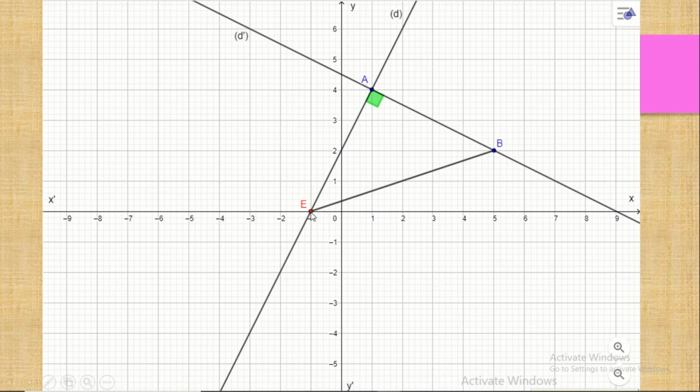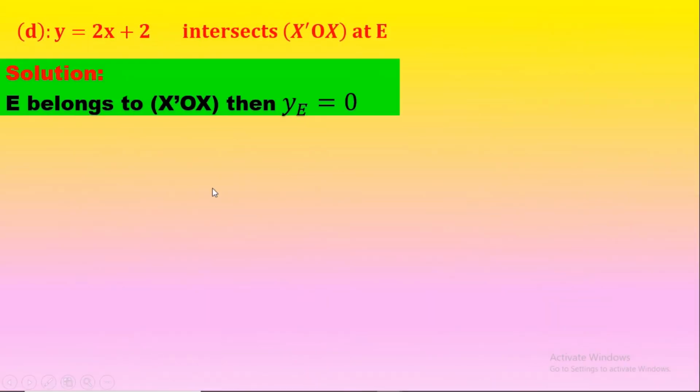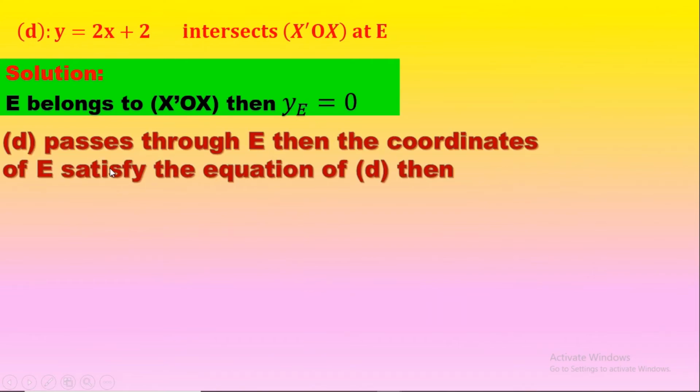E is a point on x prime x. Can't we say in this case that ye equals 0? On the other hand, E is a point on the straight line D. Then the coordinates of E will also satisfy the equation of the straight line D. So E belongs to x prime x, then ye equals 0. E also is a point on the straight line D, then ye equals xe plus 2. We replace y by ye and x by xe since its coordinates satisfy the equation of D.